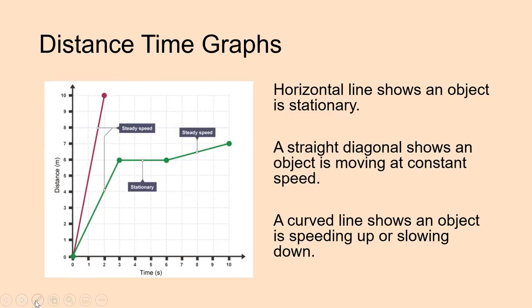With a distance time graph, a horizontal line like this shows that an object is stationary because the object is at the same distance over a period of time. A straight diagonal shows an object is moving at constant or steady speed. So we have examples here, here, and this red line here, which is a different object. A curved line not shown on this graph tells us that the object is either speeding up or slowing down.